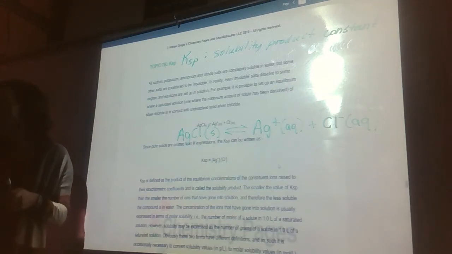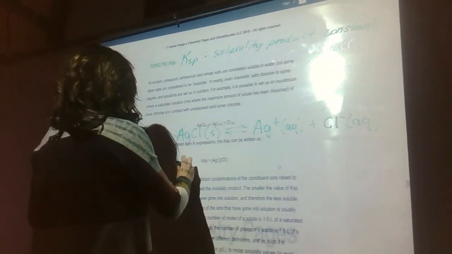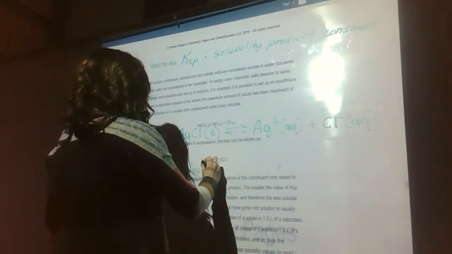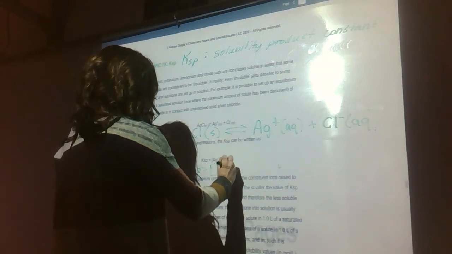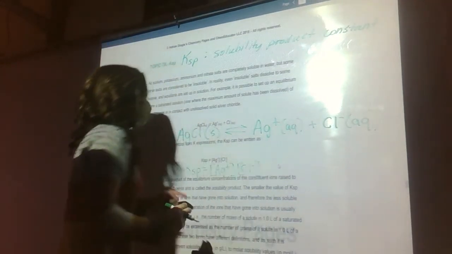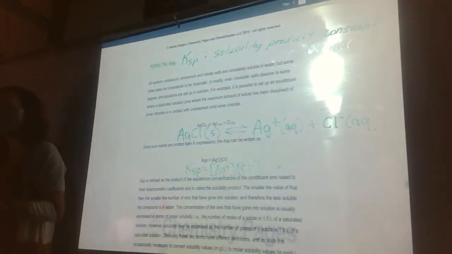And then if we were to calculate a K value for this, Ksp, we would do the concentration of silver ions times the concentration of chloride ions, because you never include a solid in your K equations.